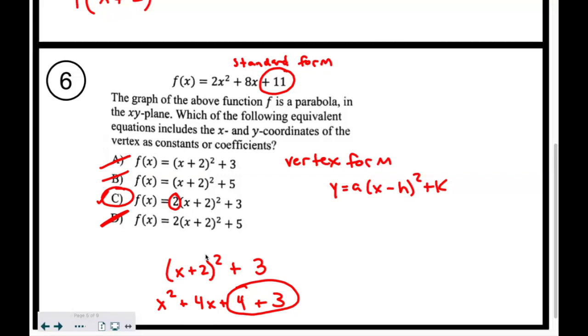Okay. Any questions? No, that one makes sense. All right, good.